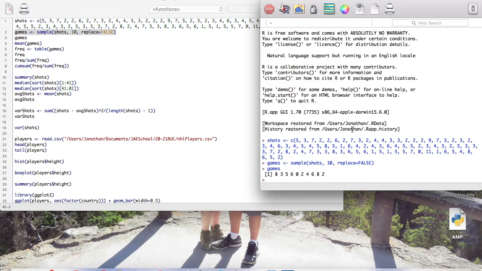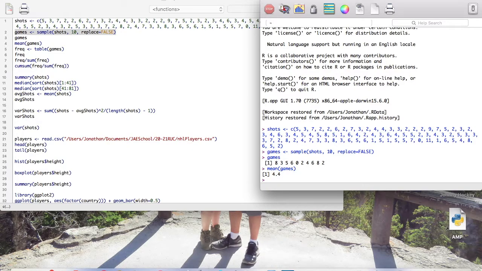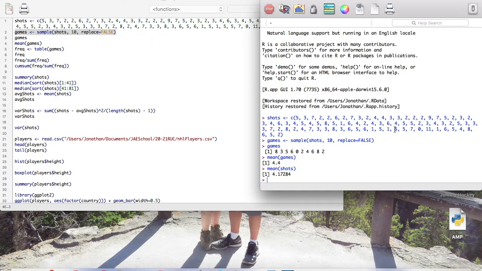Okay, so then we might be interested in, well, what is the average number of shots that we get from this sample? From the sample, we get 4.4 shots over this 10-game sample. As you might remember, I said that the correct average for the shots is about 4.17. We could see that from here, a bit over 4.17. So a sample of 4.4 is actually pretty close to the exact value.